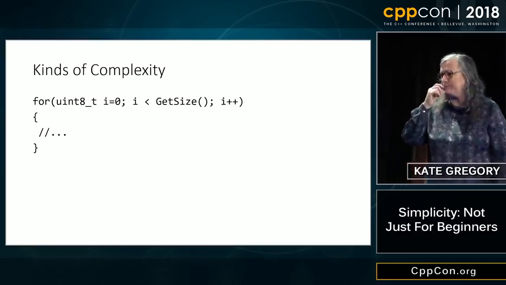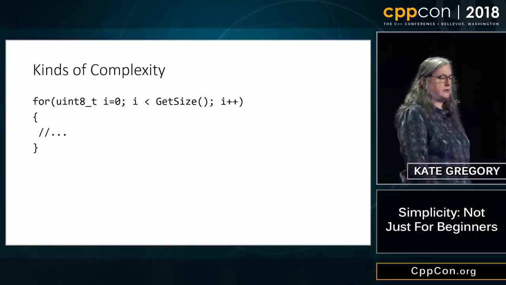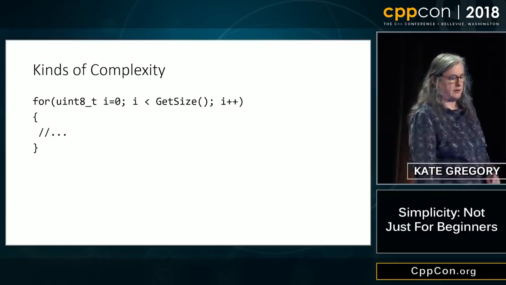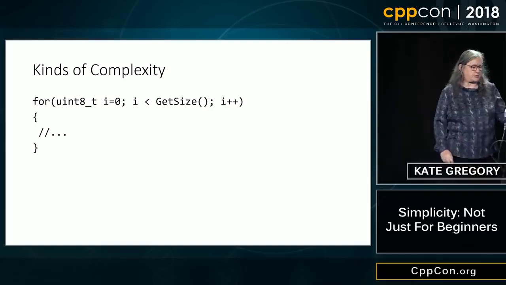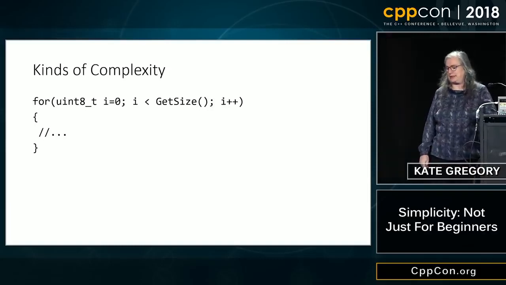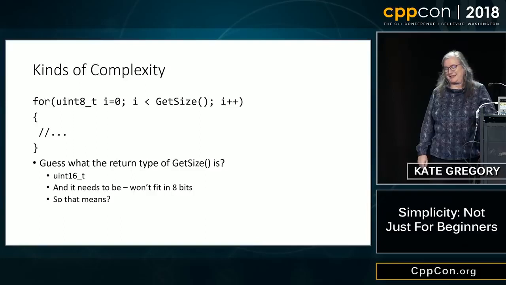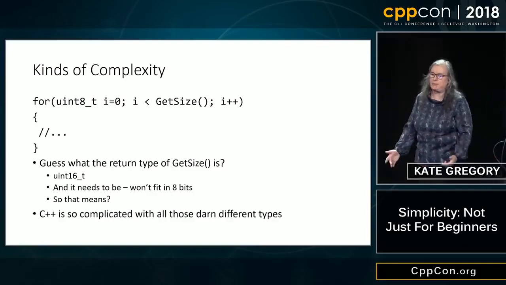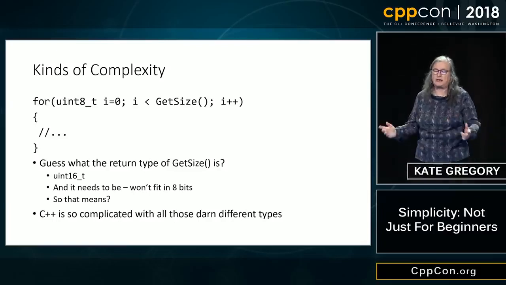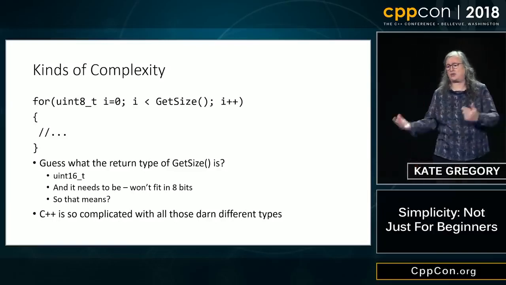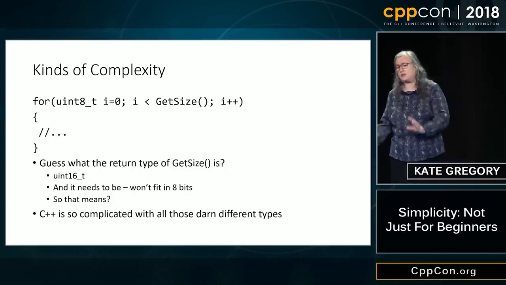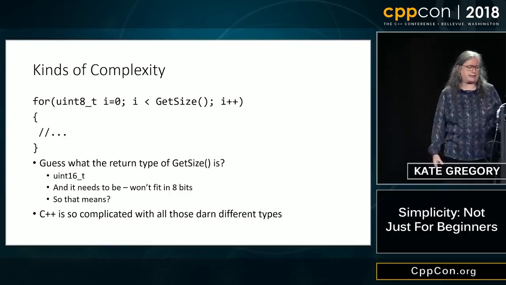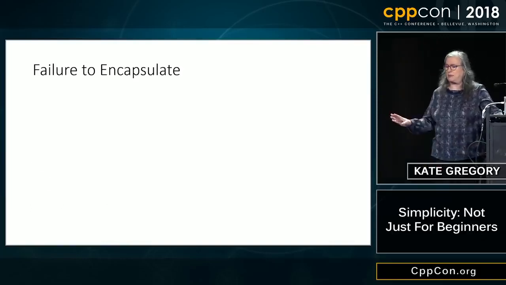Here's an example someone gave me. Obviously written by a very smart person because it's using a special integer type, so they must be very clever. Unfortunately, getSize returns a different special integer type that's 16 bits long. So some people, when they see this, say, wow, C++, it's so complicated. You have all these different integer types. I have to keep track of which ones are 8 bits and which ones are 16 bits and which ones are signed and which ones are unsigned. I want some Play-Doh now. I don't want all this complexity. And I'm like, that's not the problem, man.